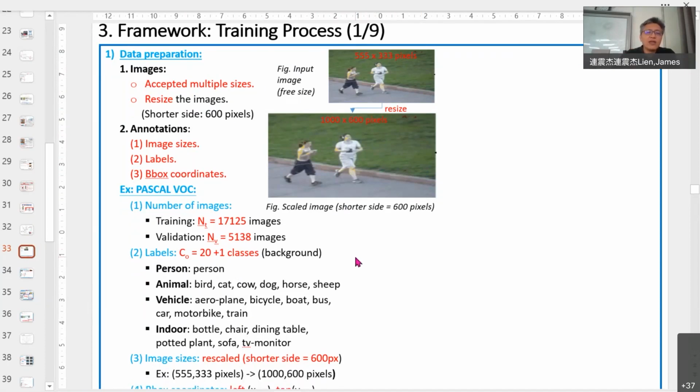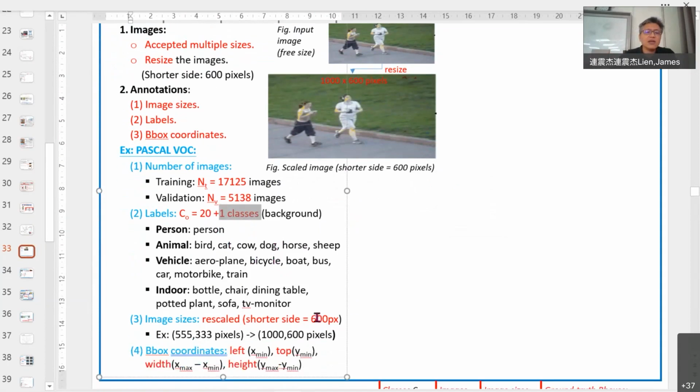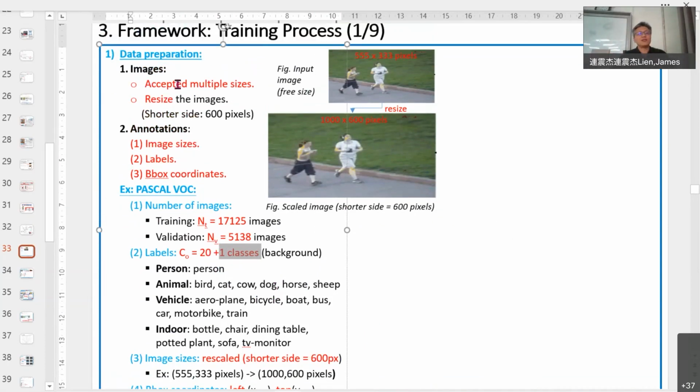The other important point is that the background becomes one class. Suppose there are 20 classes plus one background class, so 21 classes in total. And here they tell you that the shorter side will be normalized to 600. That's the pre-processing.